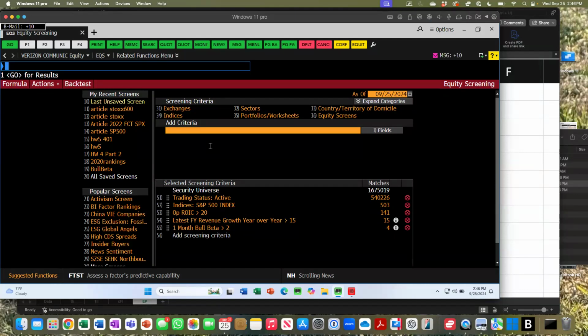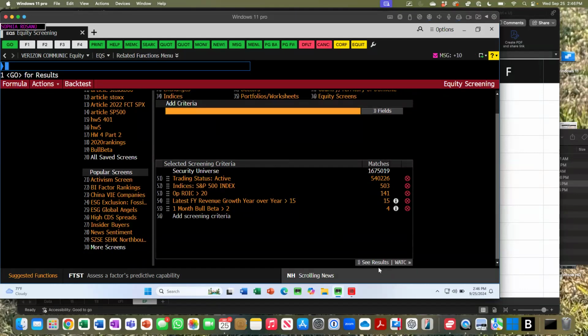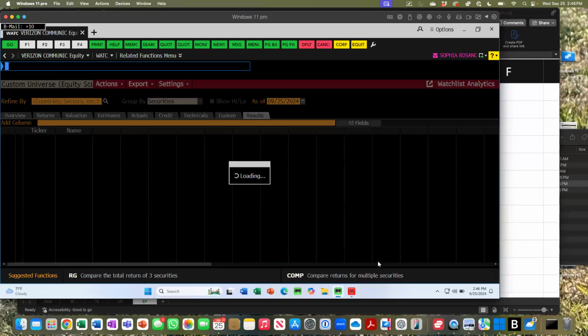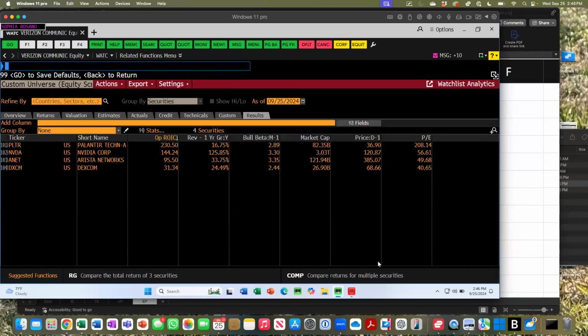So there's 4 companies in this list. Scroll down, see results. These are the 4 companies. It would be Palantir, NVIDIA, Arista, Dexcom. That's the first half of homework 5, this screenshot. You've got to get to the screenshot by putting in that criteria. And you can't have that criteria unless you put in the custom formulas.